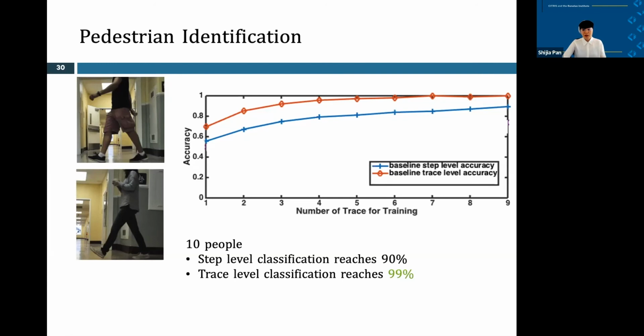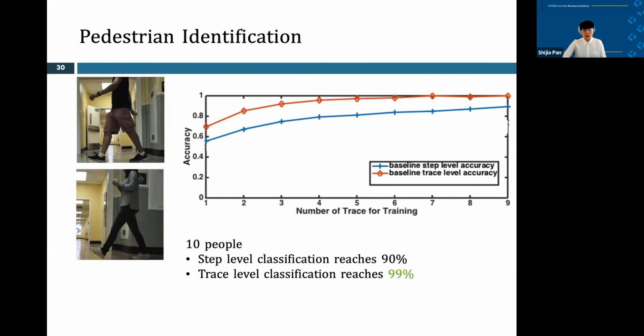The step level accuracy is a prediction done on each detected footstep signal, while for the trace level accuracy, we do a majority vote over the individual steps predicted within a continuous walk. We can see that by using 6 to 7 traces for training, we are already getting about 99% trace level classification accuracy. That's pretty good, and that's quite doable for a system that's being deployed.